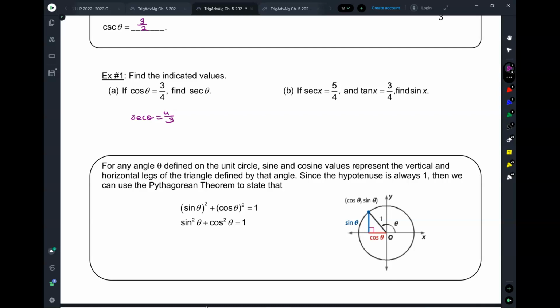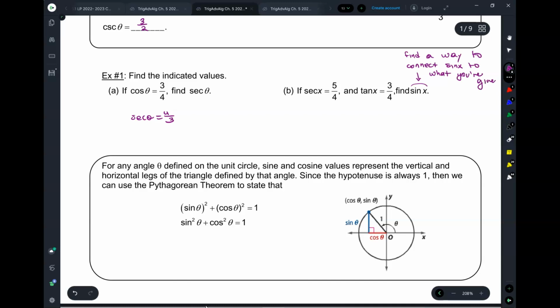Now, take a look at the next one. You're given secant, and you're given tangent, and you have to find sine of x. So here is what you need to find. So what you have to do is find a way to connect sine of x to what you're given. Okay?